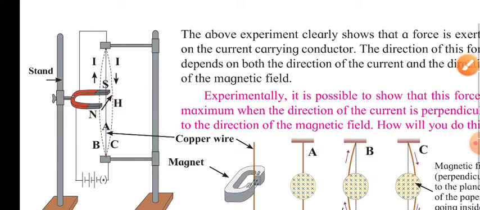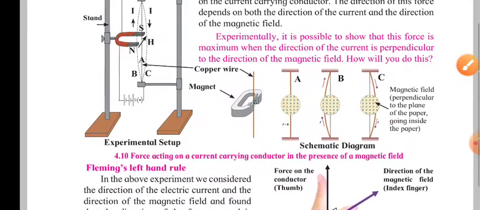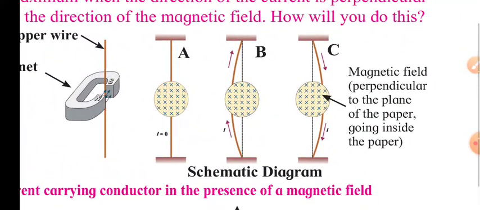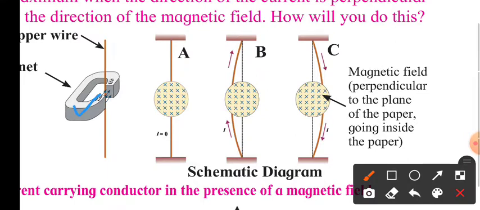Now you can see in the schematic diagram they have given over here, one magnet with its magnetic field, and this is a conductor which carries the electrical current. When current is zero, there is no magnetic field, so the conductor will be straight. No movement or force will be experienced, because if current is not there, there is no second magnetic field.